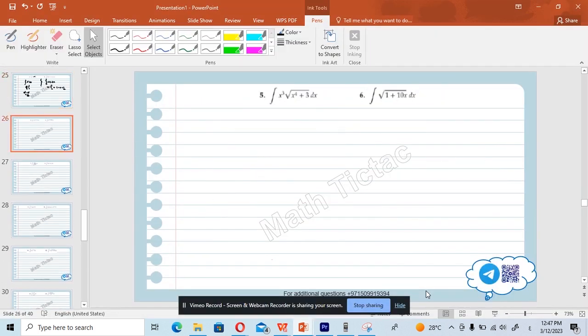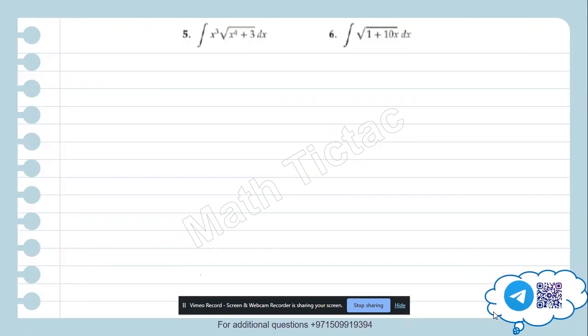So let's see how we can use the substitution method. The concept of the substitution method is that if you have a product of two functions or a division between two functions, and one of the functions is the derivative or part of the derivative of the other one, then you can use the substitution method by substituting the function whose derivative or part of its derivative you can find in the question.